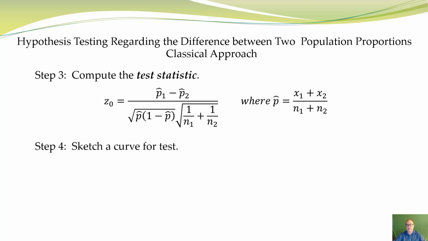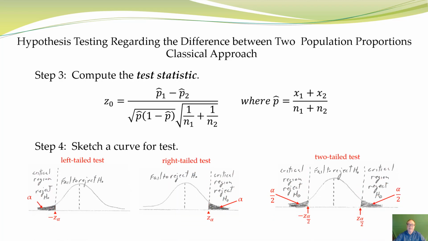Now sketch the curve for the test. Well, the curve is going to be exactly the same as what we had in Chapter 10. Left-tailed test, you're going to have the left tail shaded. That'll be your critical region. That area will be alpha, and you'll have negative z sub alpha as your critical value.